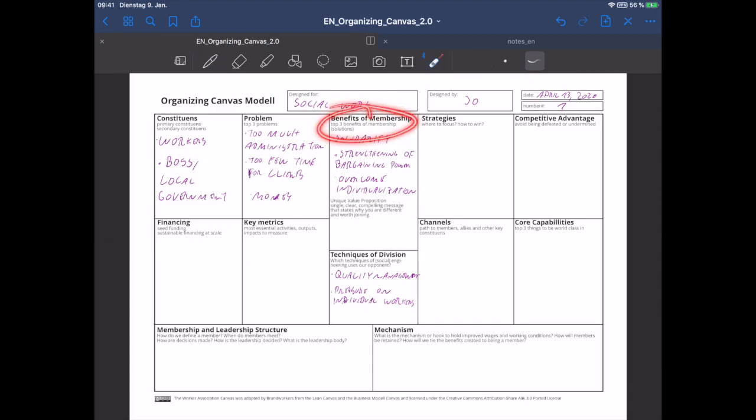Okay, so the benefits of membership. What do your colleagues get out of the organizing drive that we are trying to build? The first one is solidarity amongst workers. For example, if you are stressed by a boss, then you can always talk to your colleagues and take a look if we can do something together. That's the first one. Then the strengthening of bargaining power.